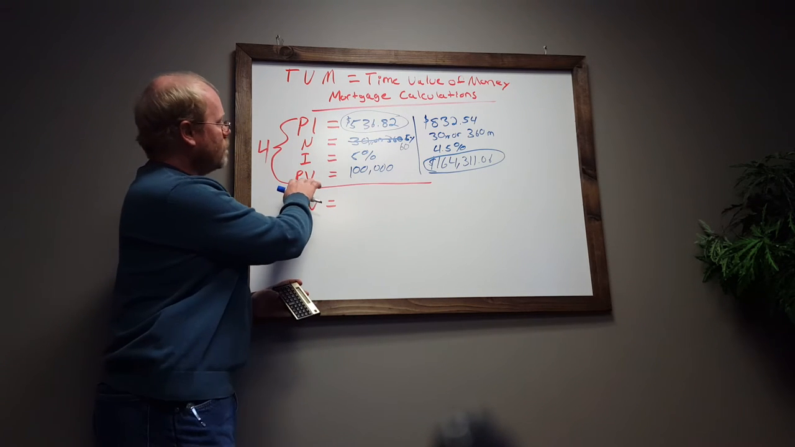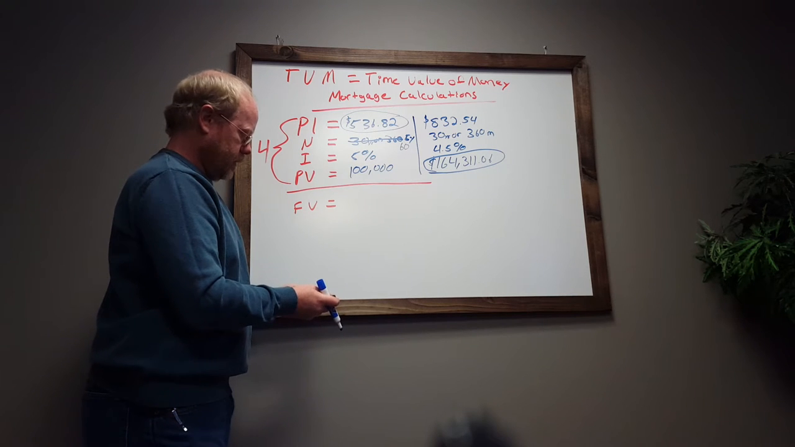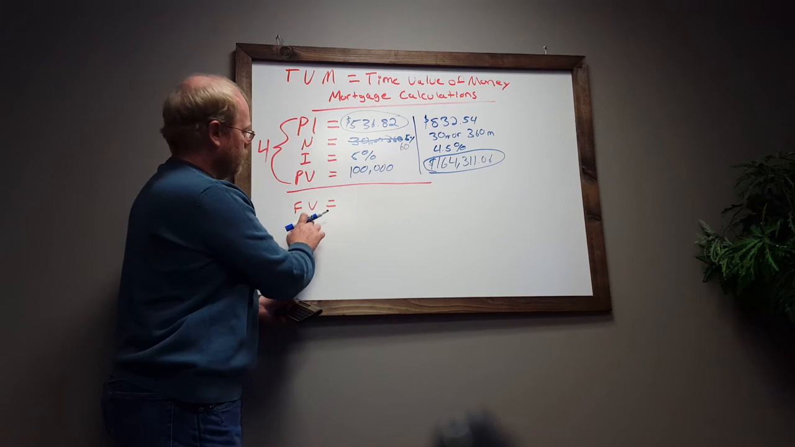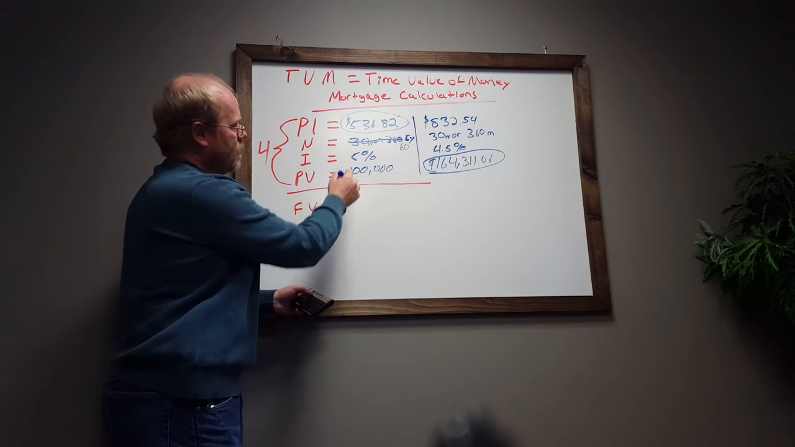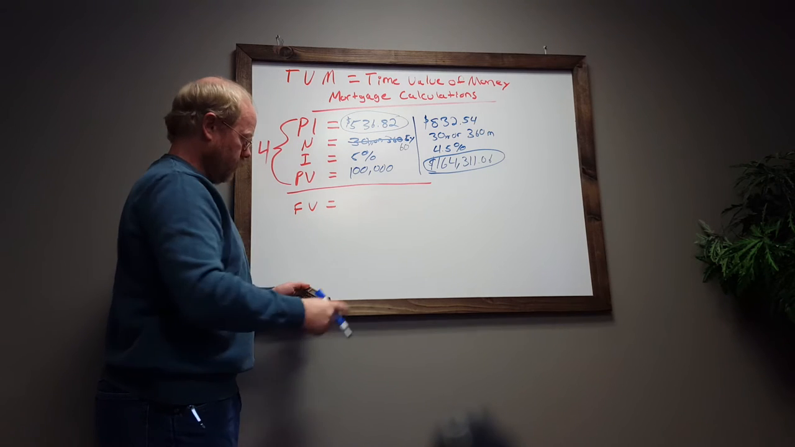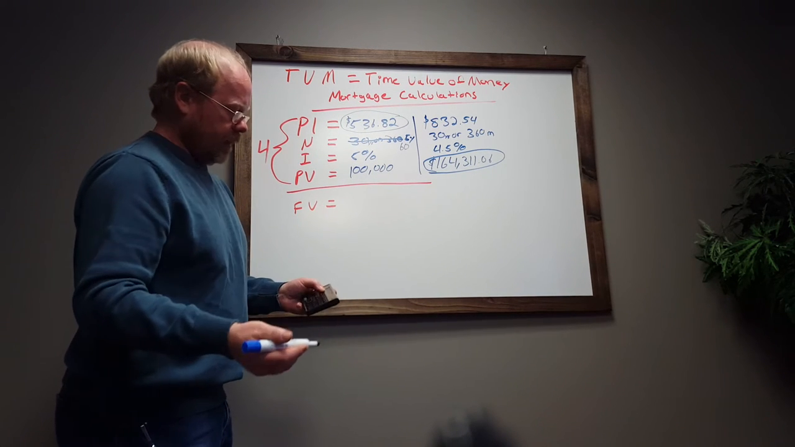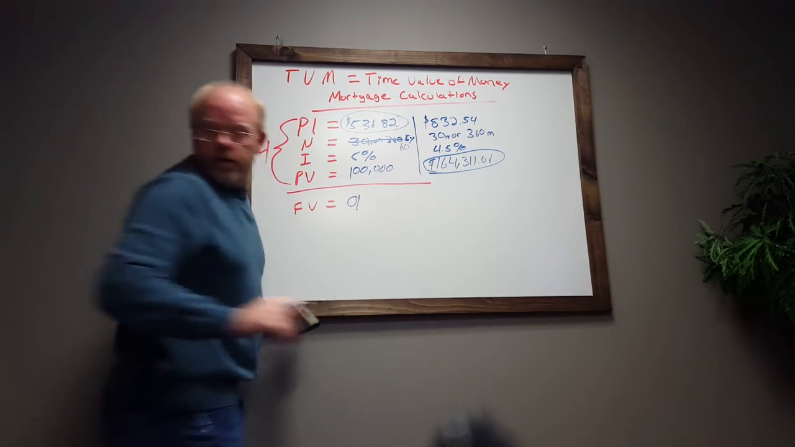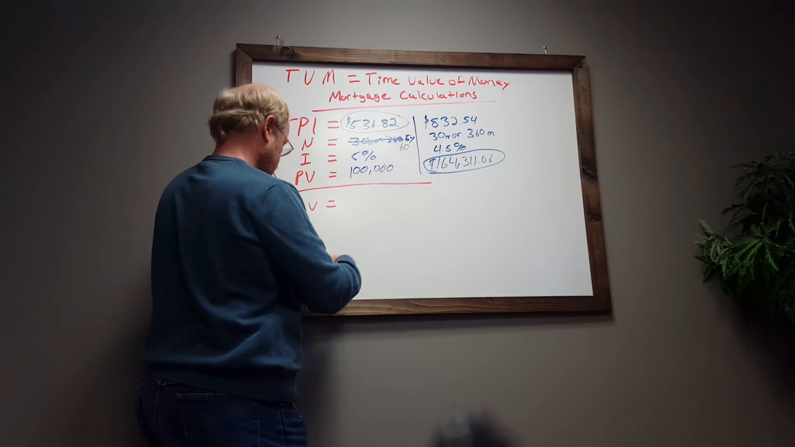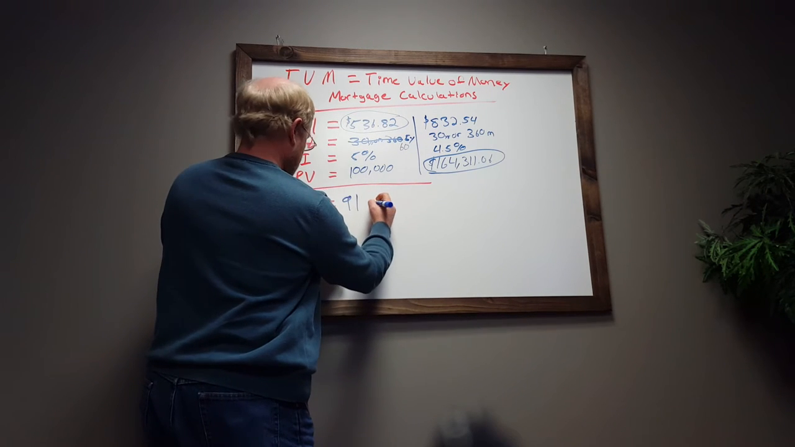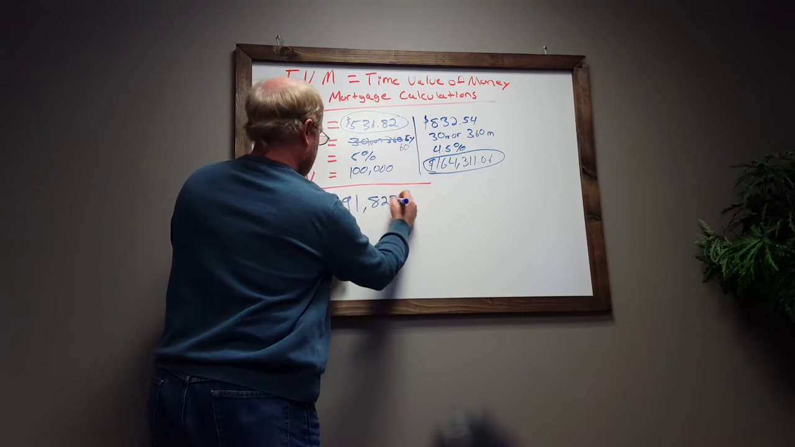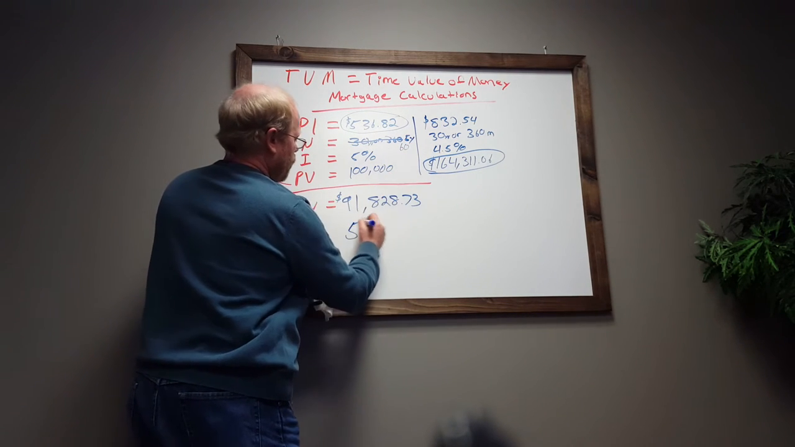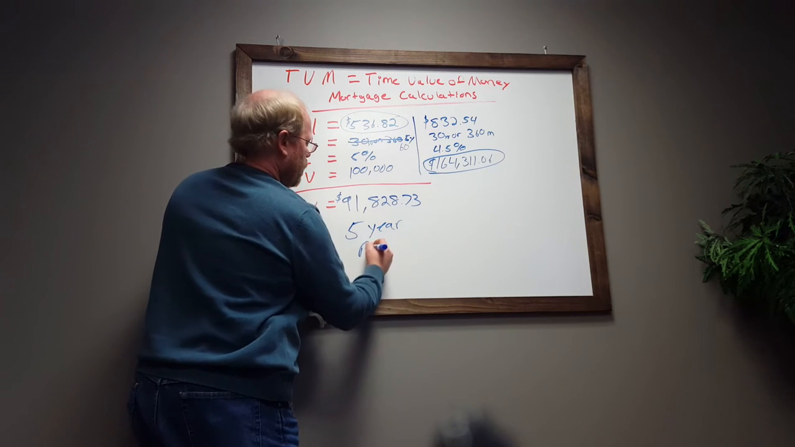So I'm going to put in 5 years in this case, which is 60 payments. Now, rather than calculating for the present value, I'm going to calculate, based on all of this information, what the future value is going to be. It'll take a second for the calculator to do it. After 5 years, they still owe $91,828.73 with a 5-year balloon.